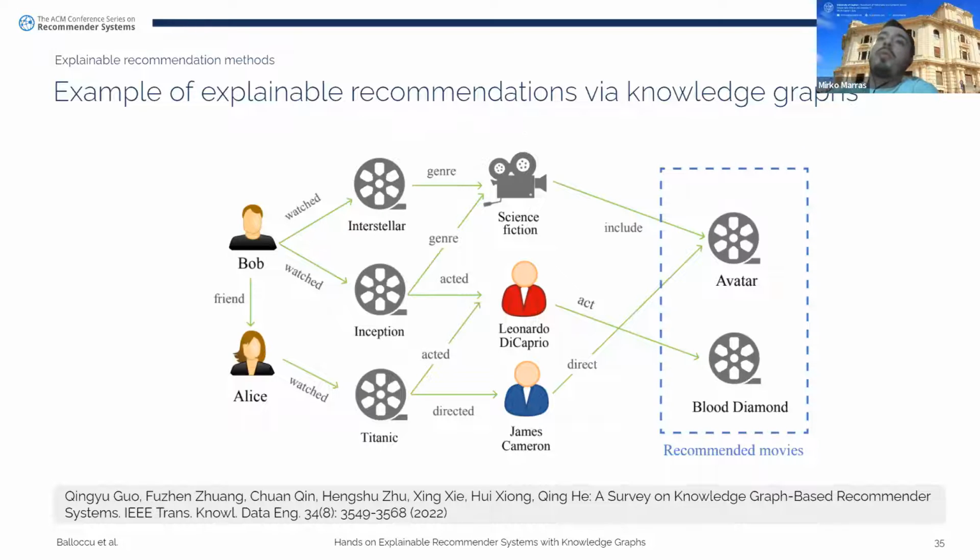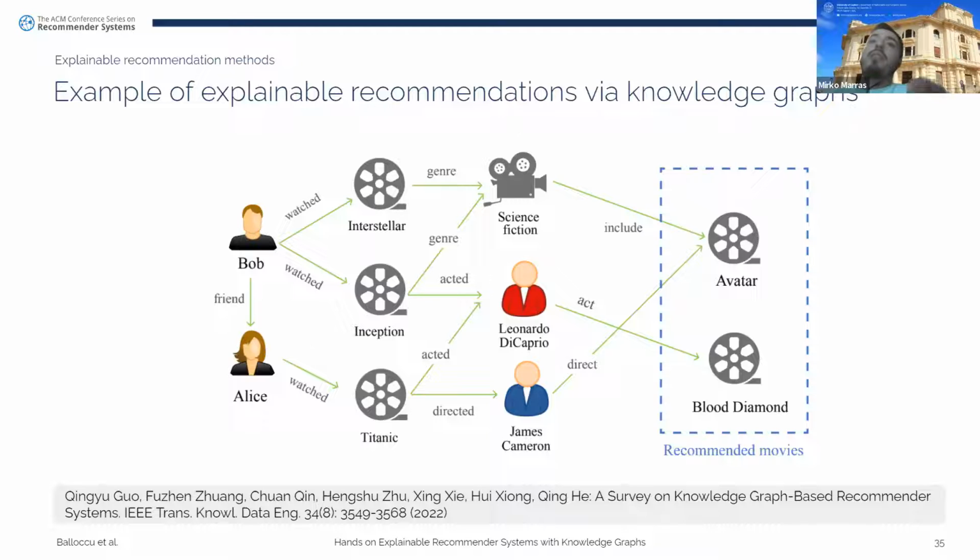In this figure, you see an example of KG-based recommendation, where the movies Avatar and Blue Diamond are recommended to Bob. This KG contains users, movies, actors, directors, and genres as entities, while interaction, belonging, acting, directing, and friendships are relations between entities. With the KG, movies and users are connected with different latent relations, which can help to improve the precision of recommendation. But another benefit of this KG-based recommendation system is the explainability of the recommendation results.